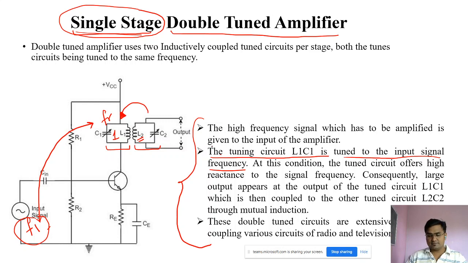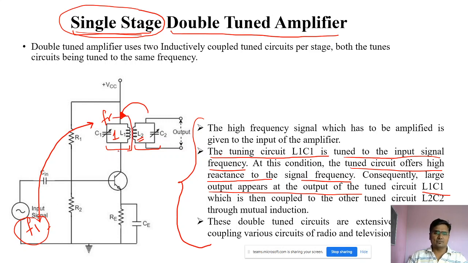Or at this condition, the tuned circuit offers high reactance to the signal frequency. Consequently, large output appears at the output of the tuned circuit L1C1. It means at resonant frequency, what happens?